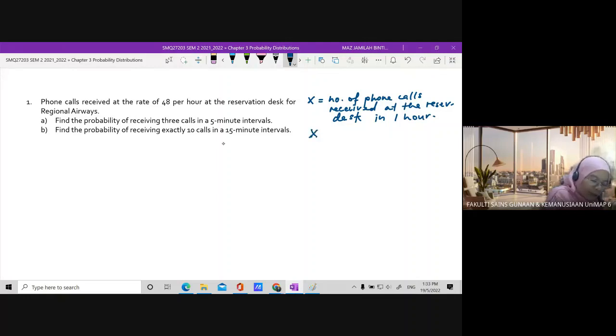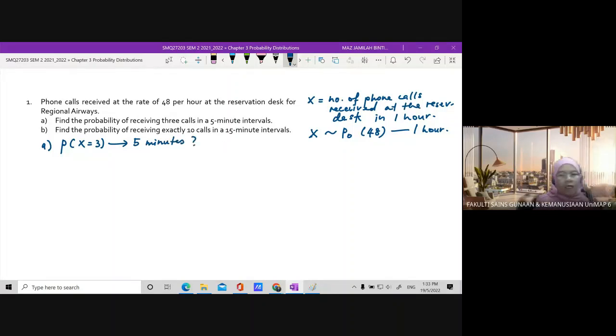Okay, we know that in 1 hour, the number of phone calls is 48. So this one is for 1 hour. Now, the question asks, find the probability of receiving 3 calls. But in this case, you are being asked about 5 minutes time. How to find the interval for 5 minutes? If for 1 hour, you will receive 48 calls, what about in 5 minutes? How many calls would you have?